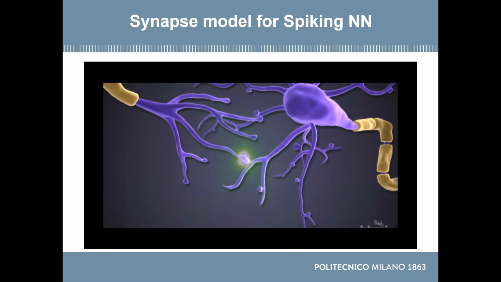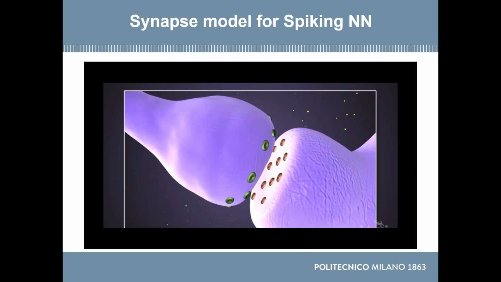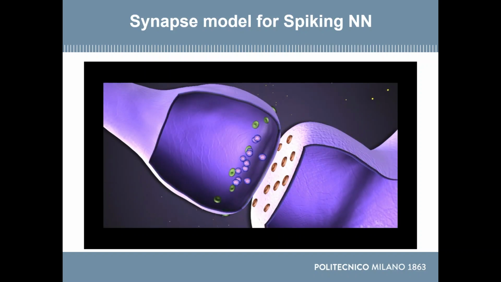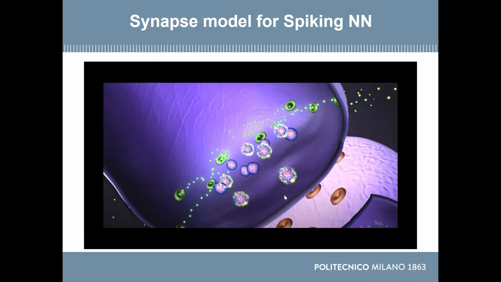Hello everybody! We are going to present our work on a synapse model showing plasticity for spiking neural networks. This model comes from neurophysiology studies about pyramidal cell synapses. Pyramidal cells interact with each other via a complex network of synaptic connections.